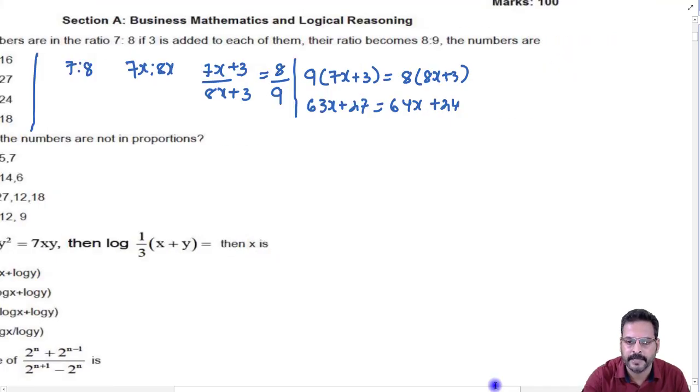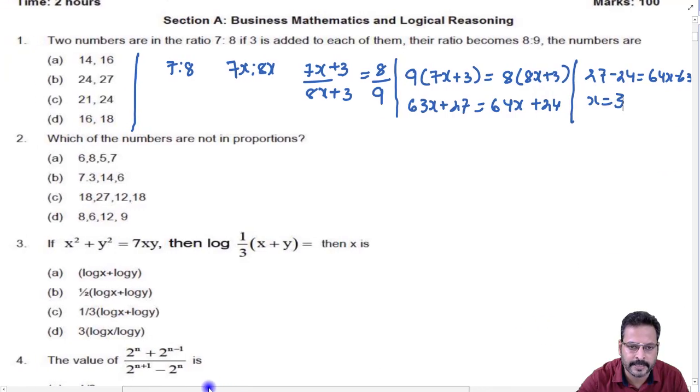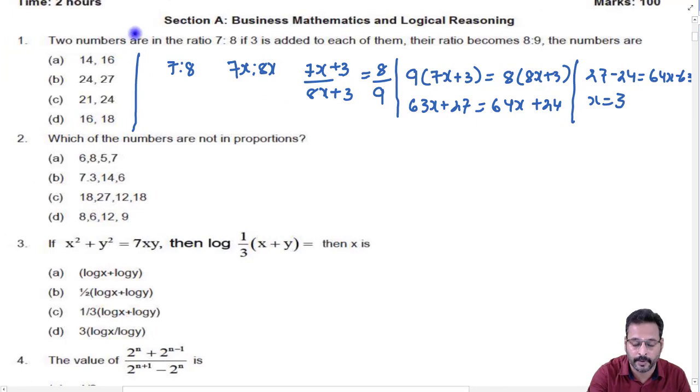Okay, so that means we can write 63x to the RHS, that means 64x minus 63x, then 27 minus 24 is equal to 64x minus 63x. So that means x is equal to 3. Therefore, the original ratio is 7x and 8x. Original numbers are 7x, which is 7 into 3, 21, and 8x means 8 into 3, 24. Therefore, the answer will be C.